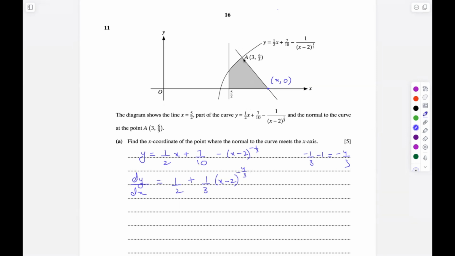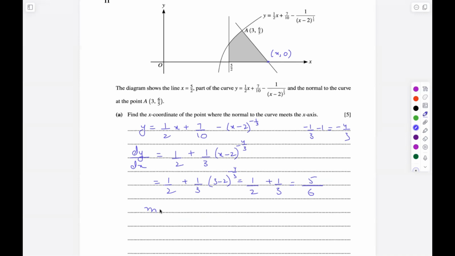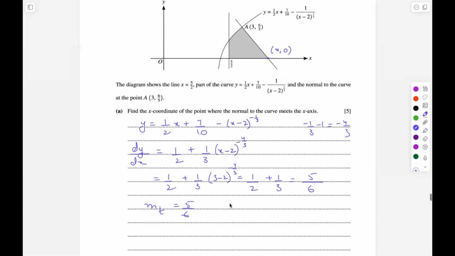Now the x value at point A is 3, so this will become 1 upon 2 plus 1 upon 3 into 3 minus 2 to the power minus 4 upon 3. So 1 to the power minus 4 upon 3 will be 1. So the gradient will be 1 upon 2 plus 1 upon 3, which will be equals to 5 upon 6. Now the gradient of the tangent is 5 upon 6, as the dy dx gives the gradient of the tangent. So the gradient of the normal will be equals to the negative reciprocal, which is minus 6 upon 5.